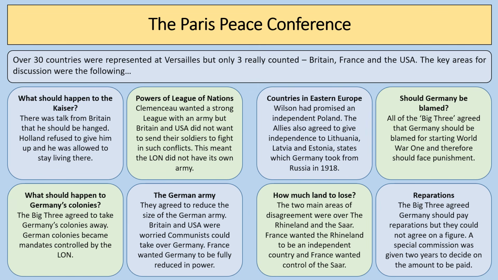Countries in Eastern Europe, they've got to decide what they're going to do with the countries in Eastern Europe. Obviously, there's been a huge amount of change with the borders of Russia, Germany, the collapse of the Austro-Hungarian Empire, for example. Wilson had promised an independent Poland. The Allies also agreed to give independence to Lithuania, Latvia and Estonia, which were states which Germany had taken from Russia in 1918. So those countries all became independent. So the independent Poland was quite important, and that's going to be an important feature in terms of international relations in the 1920s and 1930s.